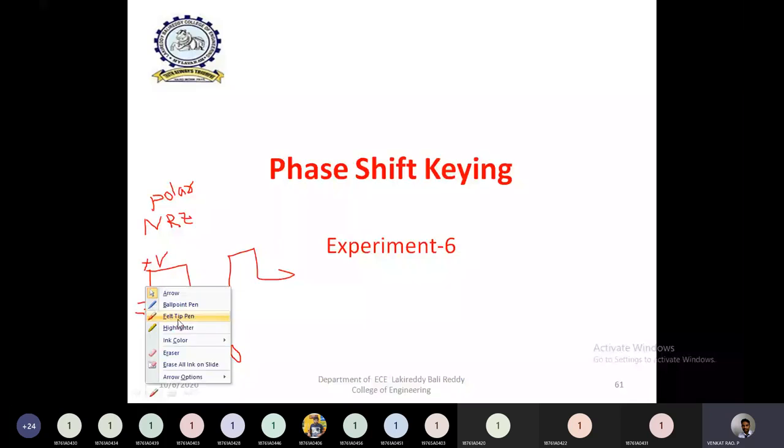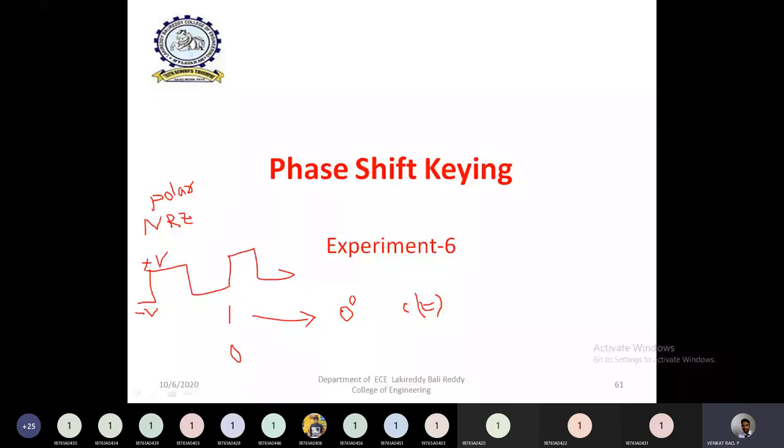Now, what happens in the phase shift keying modulation operation? When the input is binary 1, this modulation technique will produce the carrier with 0 degrees phase. That means the same carrier is produced, let us say C of t.